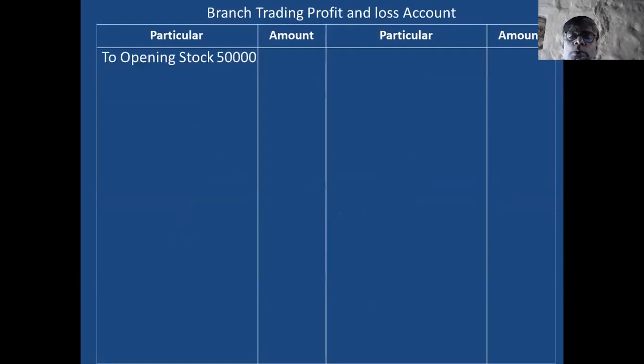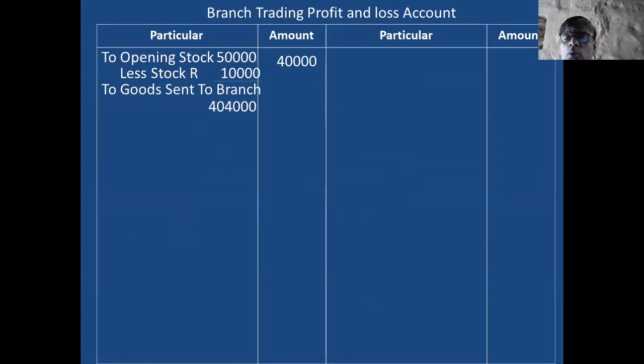First point is opening stock 50,000, less loading 10,000, balance 40,000. Goods sent to branch is 4,40,000. There is no return from the branch. Therefore, directly you deduct loading. Less loading 80,800. If you deduct 80,800, balance is 3,23,200. Then purchase is here.